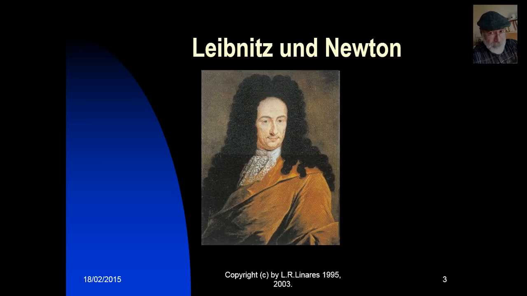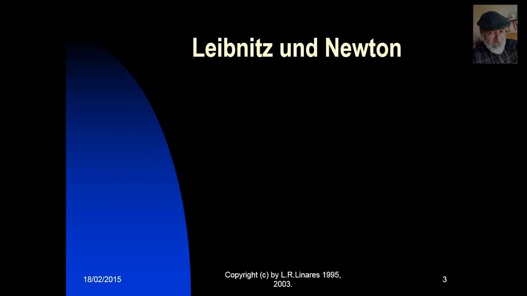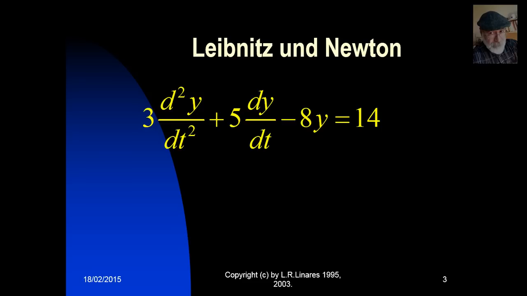In second year, we wrote differential equations using mostly Leibniz notation. We would write something like this: 3 times the second time derivative of y, where y is a generic function of time, plus 5 times its first time derivative minus 8 times the function equals 14. 3 coefficients, 3, 5, and negative 8, the coefficients of the differential equation, order 2, and a right-hand side term.